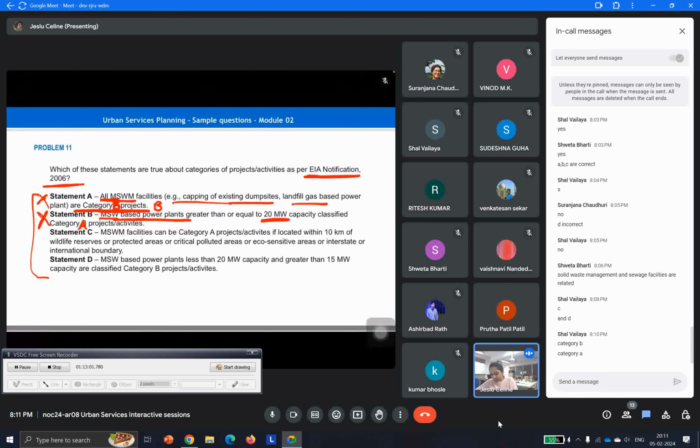And statement C, which says that MSW facilities are category A if located within 10 kilometers of a wildlife reserve, that's a correct statement. I think many have already pointed that out. And then statement D, MSW based power plants less than 20 and lying between 15 and 20. This is also a correct statement. So between 15 and 20, it is category B. And if it is greater than 20, it is category A. It's not category B. Right. Any doubts in this question? Shall we proceed further? Yes, Pruta, are you asking something?